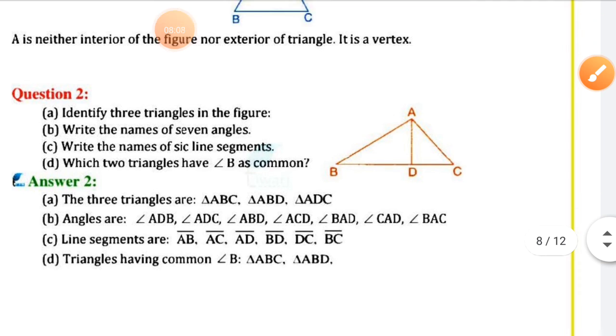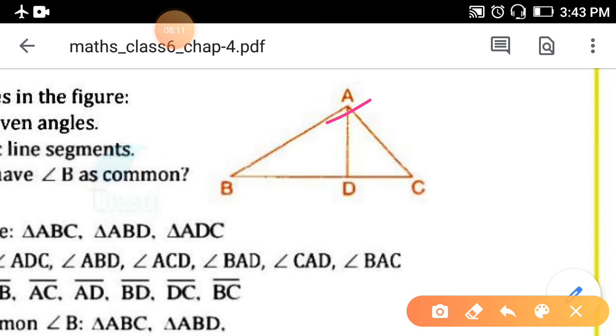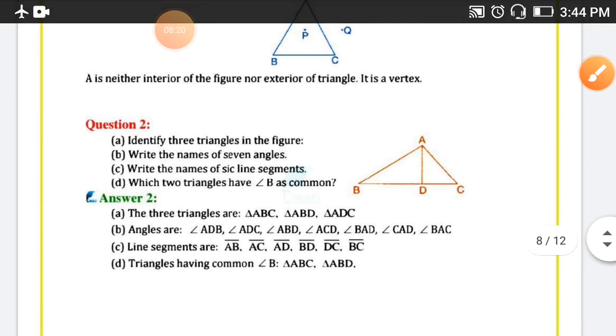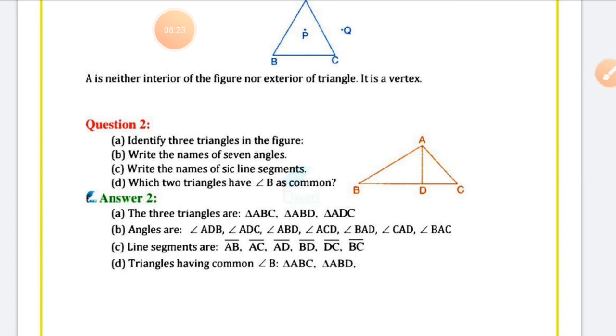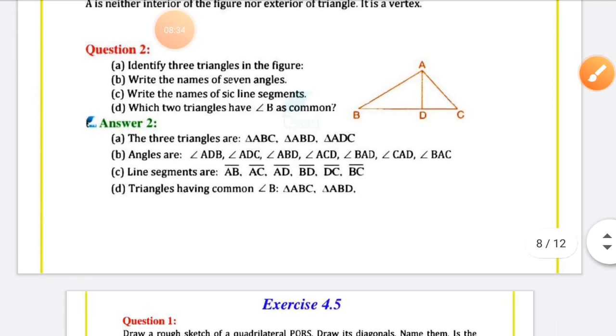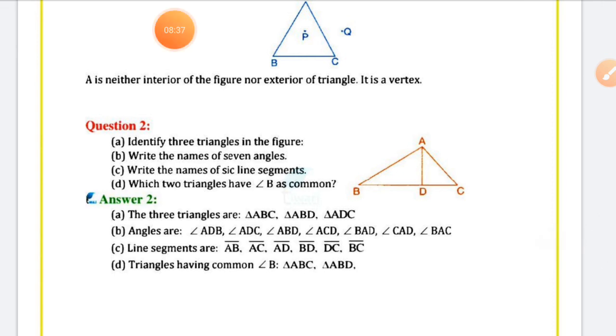C, write the names of 6 line segments. So, you have to write the names of line segments AB, AD, AC, BD, DC and full BC. Okay. Which 2 triangles have angle B as a common? First triangle ABD and second one ABC. These both triangles have angle B as a common. So, here exercise 4.4 is over.